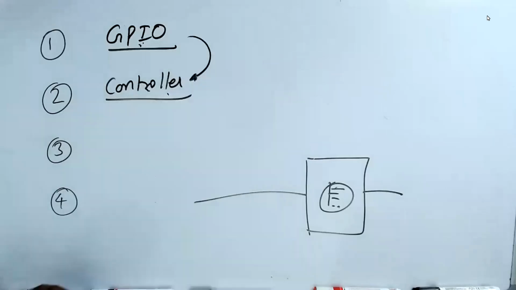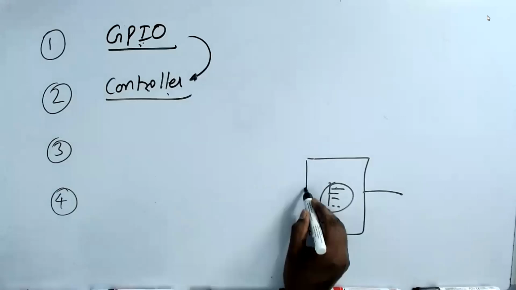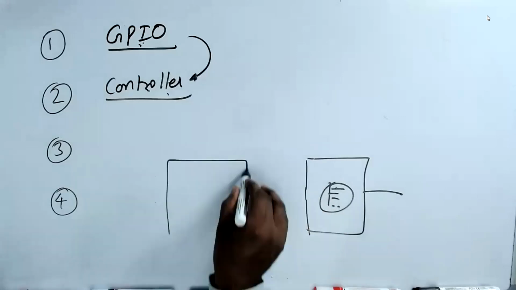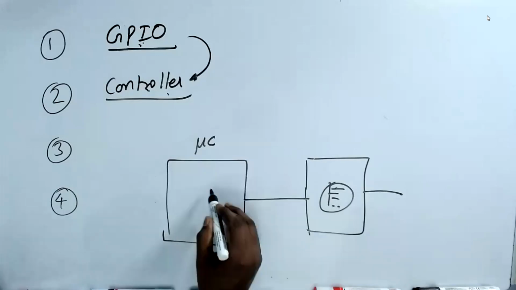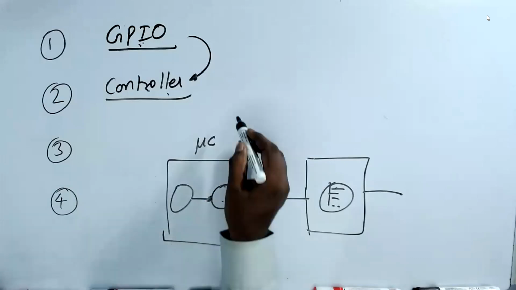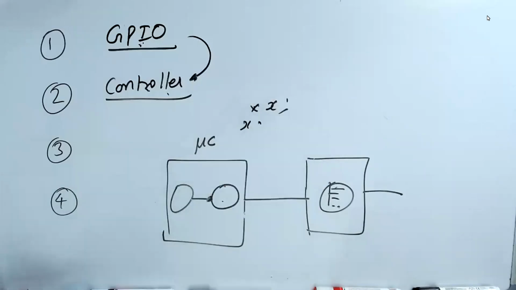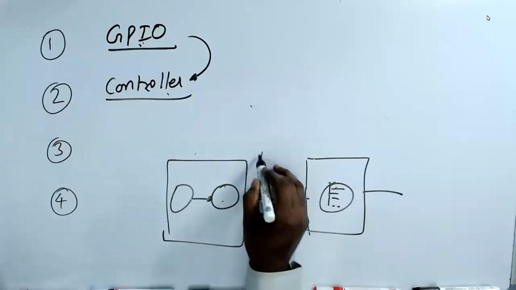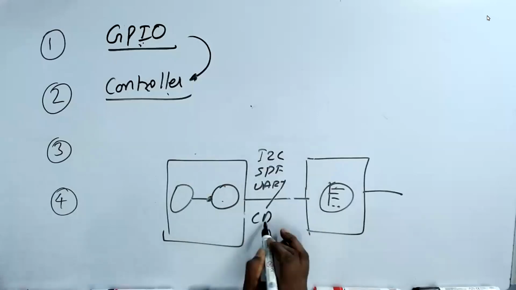But the problem is, there are controllers inside the microcontroller or outside the microcontroller. If it is inside the microcontroller, your microprocessor can directly access it. There will be an address, like you will say star X is equal to the address. So there are two types of controllers: inside the microcontroller and outside the microcontroller. Outside the microcontroller, you will talk through I2C, SPI, UART, CAN buses. These are called interfaces.